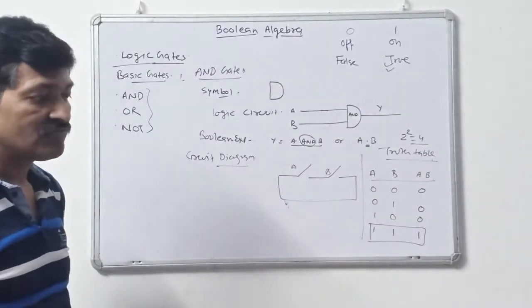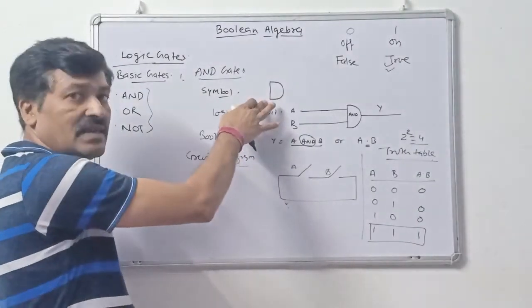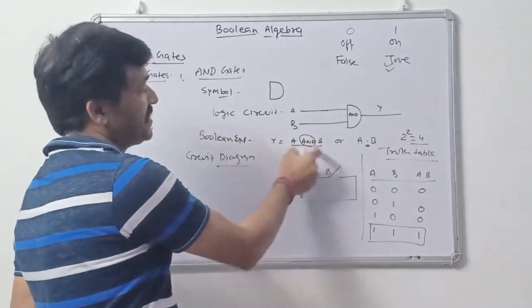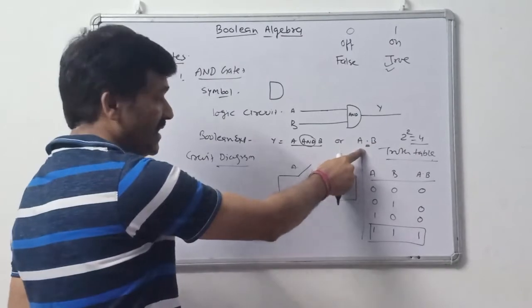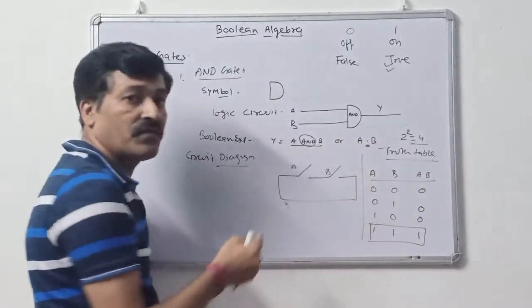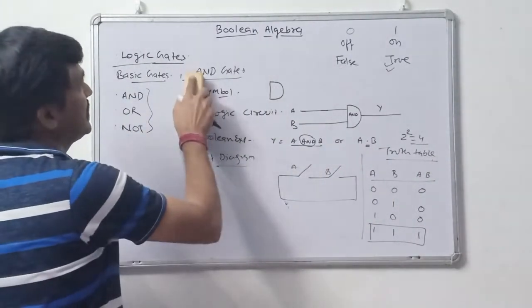So the first gate is the AND gate. The symbol is like D in the English alphabet. The Boolean expression can be written as A and B. This dot symbolizes the AND gate. This is the circuit diagram made, and this is the truth table for the AND gate. Now, next is the OR gate.